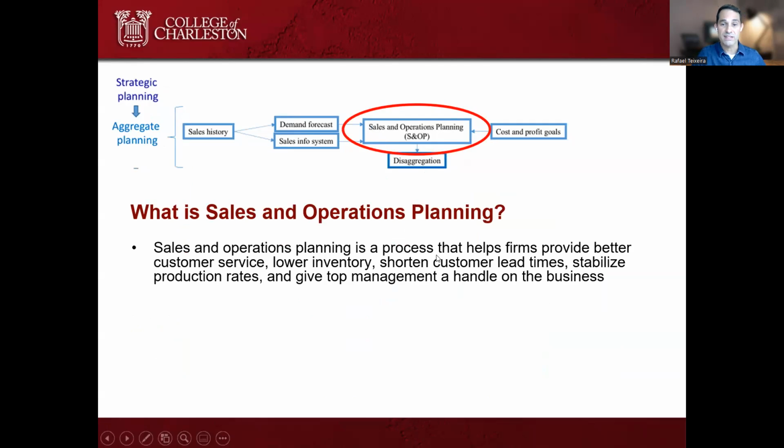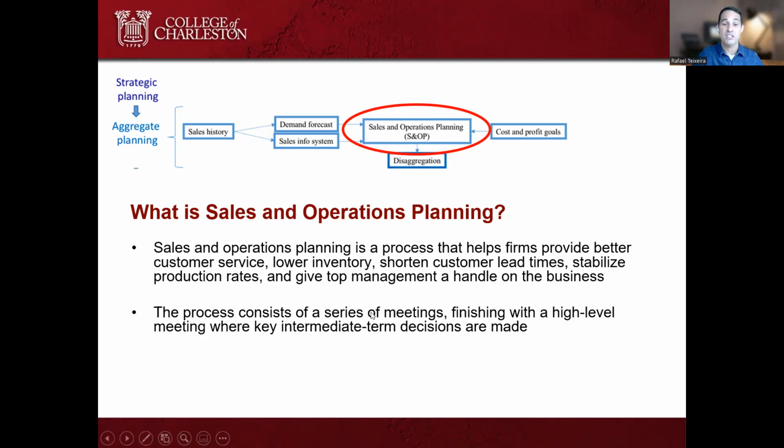So sales and operations planning is a process that helps firms provide better customer service, lower inventory, shorten customer lead times, stabilize production rates, and give top management a handle on the business. So it's really looking at month to month, up to 2 years, of how much we're planning to sell, and as a consequence, how much to produce.